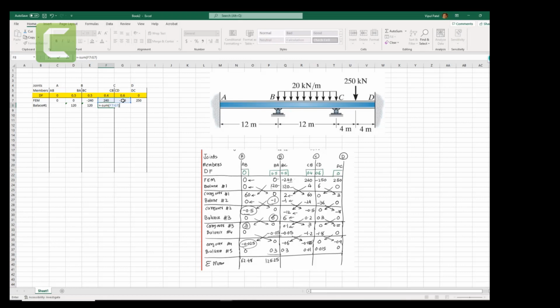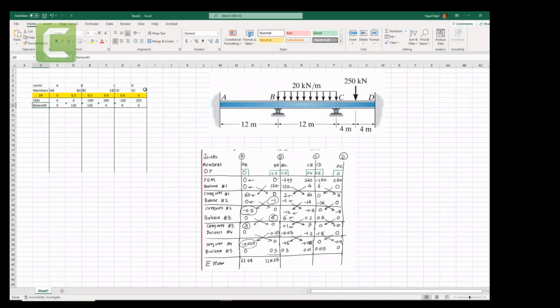Same thing here, equal to minus sign, sum these two, times by distribution factor. And equal to minus sign, sum these ones, times by distribution factor. And equal to minus sign, sum this one, times by distribution factor. Oops, sorry. Equal to minus sum this times by distribution factor. Right? That is the balance. And after balance, we draw the line. Let's make it in the center, and after balance, we draw the line.